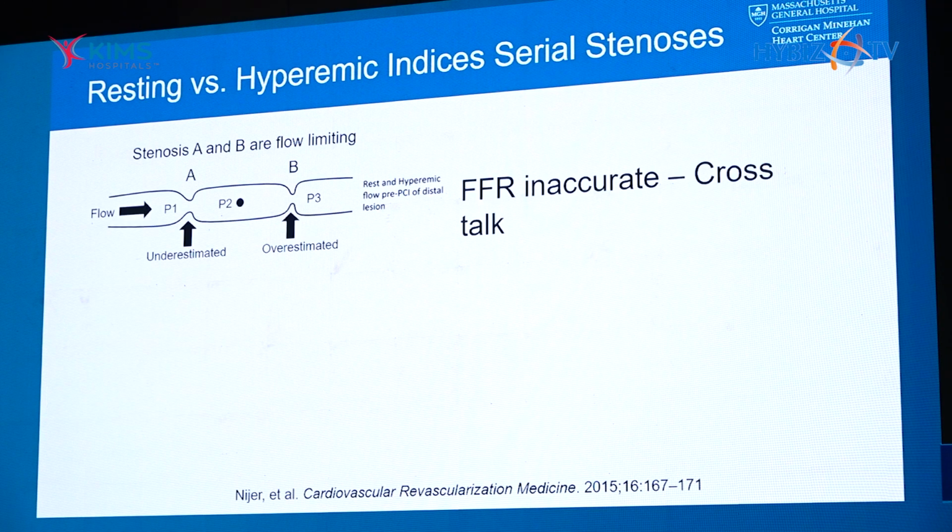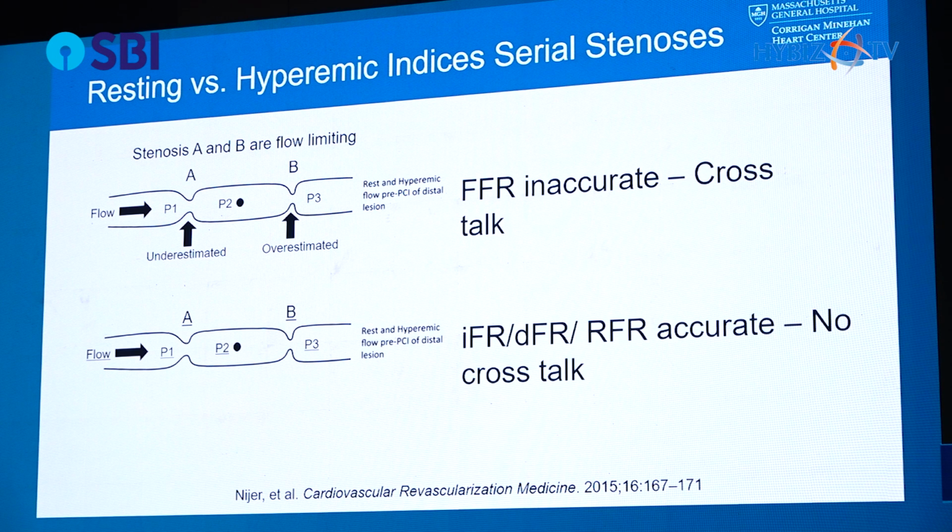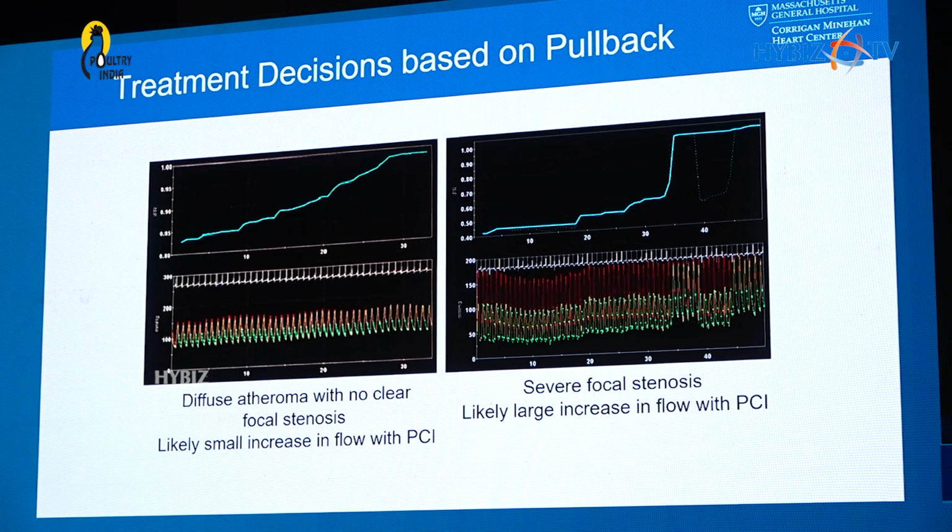The other difference between FFR and iFR is in terms of crosstalk. So if you have 2 lesions that are tandem, what happens is that the first lesion, the one that's closest, is actually underestimated, and the one that's distal is overestimated. But if you use the non-hyperemic pressure ratios, they're all independent and they don't have the crosstalk. So therefore, you can use that pullback to decide where you need to treat and how you need to treat.